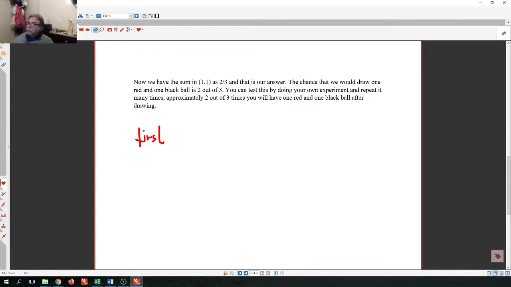The event that the first ball is black. And then I have another event that the second ball is red, right? These two events are dependent. You can also talk about the first being red and the second being black. That would also be dependent. These two events are dependent, okay?